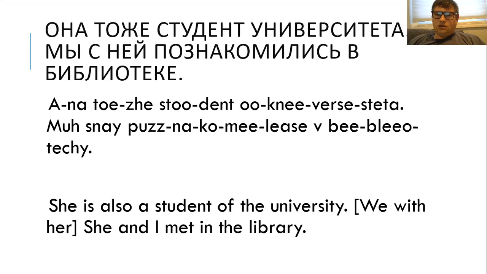Она is she. Тоже is also. Студент understood. Университета is university in the genitive case. That's why it has an а at the end. Мы is we. С is with. Ней with her. Познакомились, the verb to get to know in the past. В is in, библиотеке is in the library.